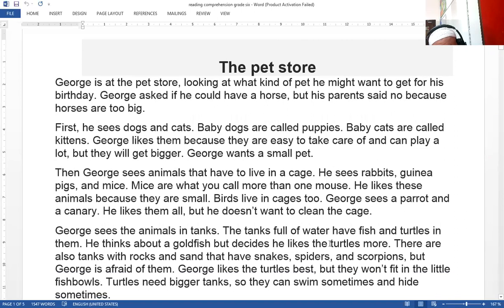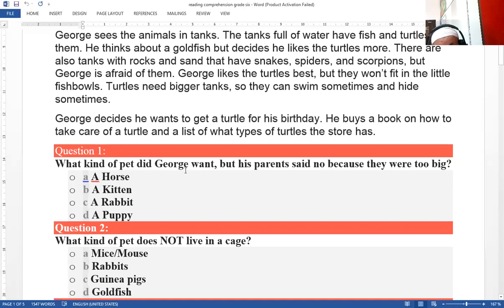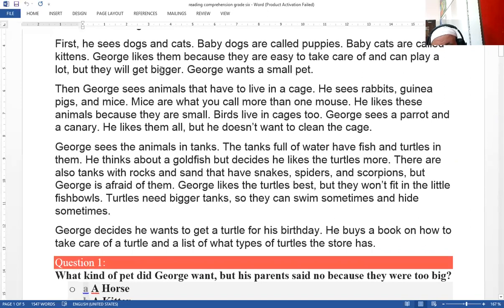Now, if we have a comprehension like this, Tamim, what should we do first? Should we read first or read the questions first? First, read the questions. And can we read all the questions or one by one? One by one, my dear students. You read the first question, you find the answers, and then you read the first part, okay? If you find the answer, you choose the answer. This is what can save your time in the test. This will save your time.